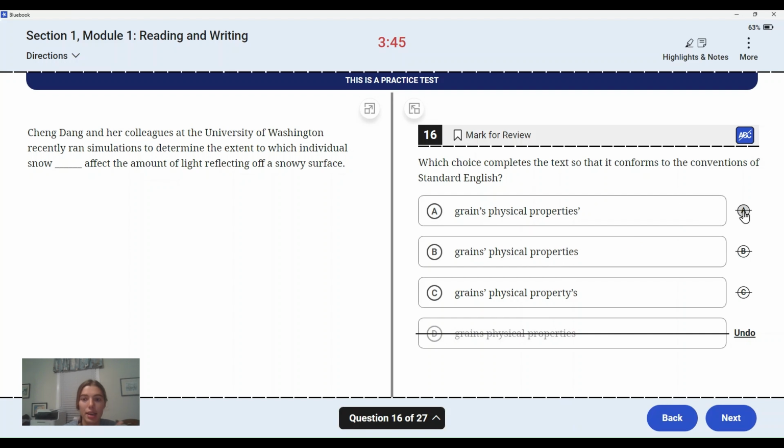So we can eliminate A, because we know that if it were A, then the snow grain would be singular. Okay, so we have to which individual snow grains' physical properties affect the amount of light reflected off a snowy surface. Well, physical properties in this case is not possessive. It's not showing ownership over anything. Physical properties doesn't own anything or possess anything. In fact, the word following it is a verb, and you're never going to have a possessive word followed by a verb. So it's going to have to be B.